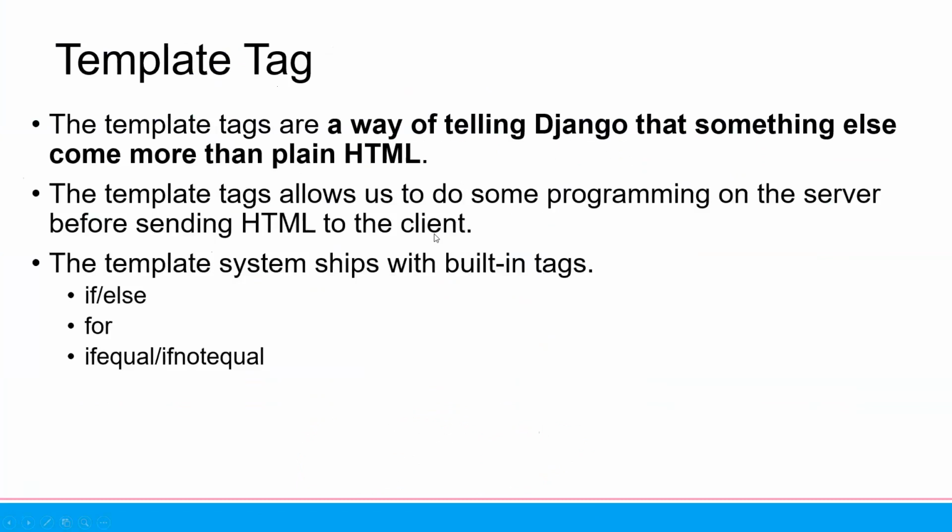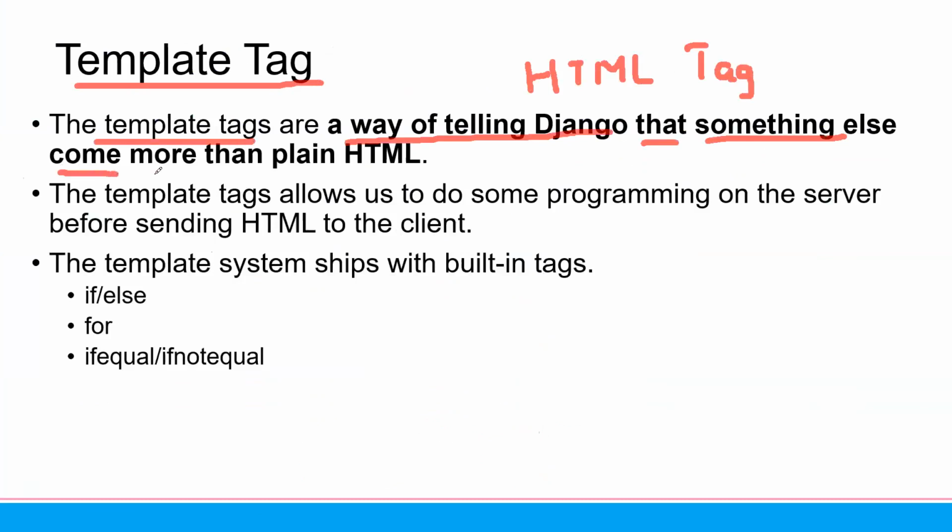Now we will learn more complicated things in the template text. So what is template text? We know the HTML, it has also the HTML tag. Okay. So in the Django, we have the template tag. And the template tags are a way of telling Django that something else comes more than plain HTML. So this template tag is available only in Django.